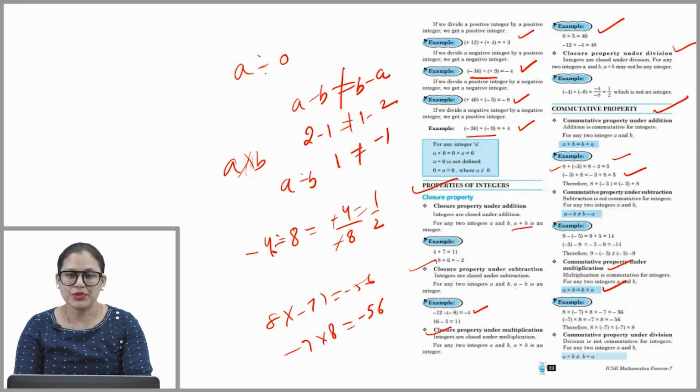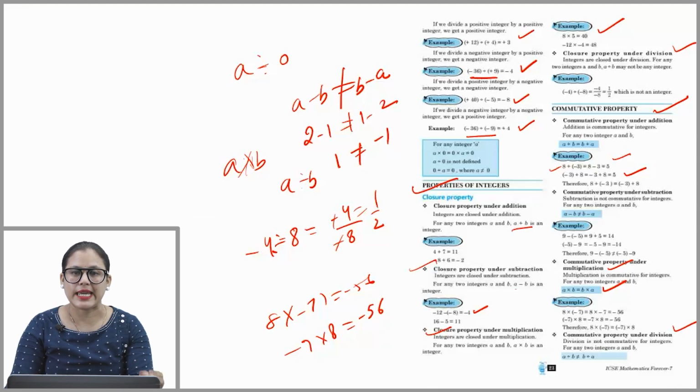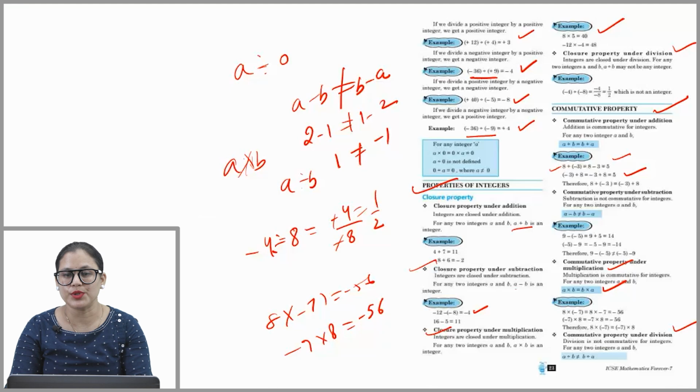Okay. Commutative property under division. Division is not commutative for integers. For any two integers a and b, a divided by b is not equal to b divided by a, right?